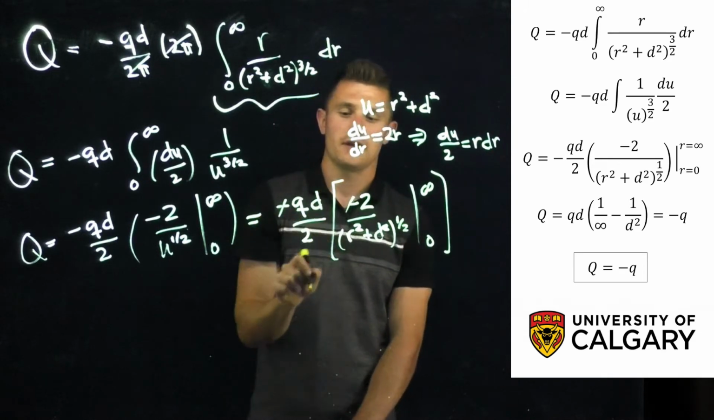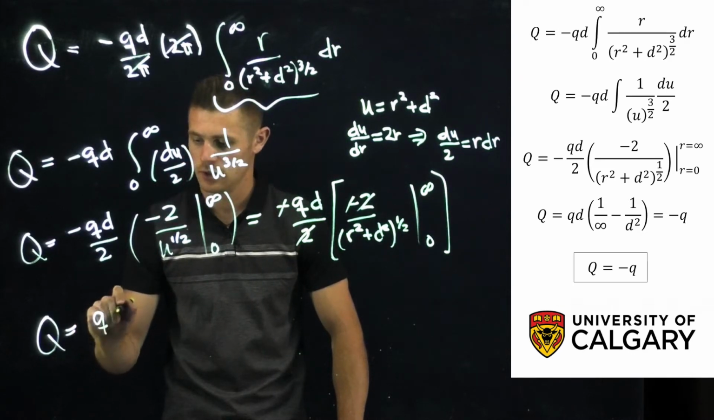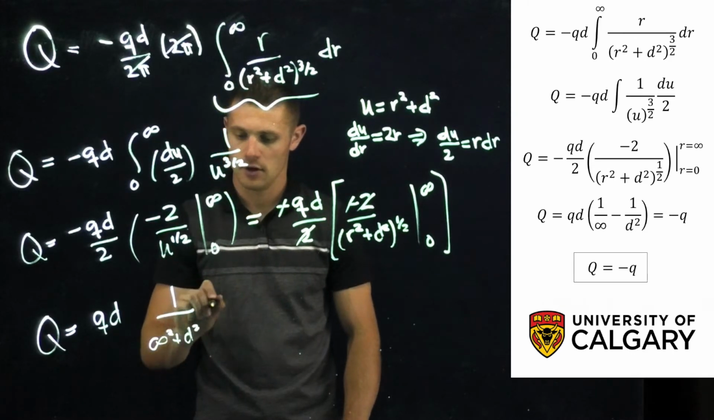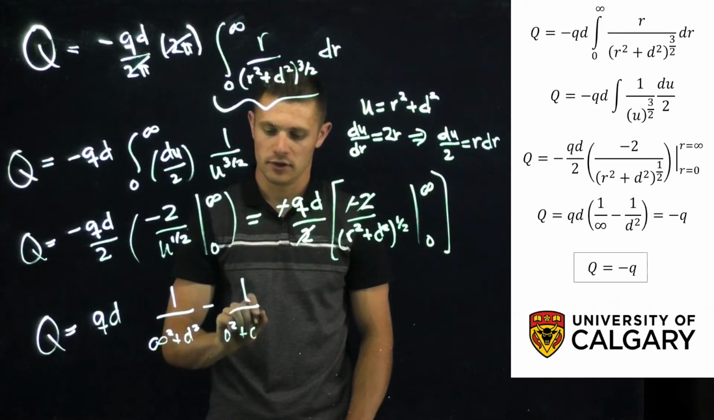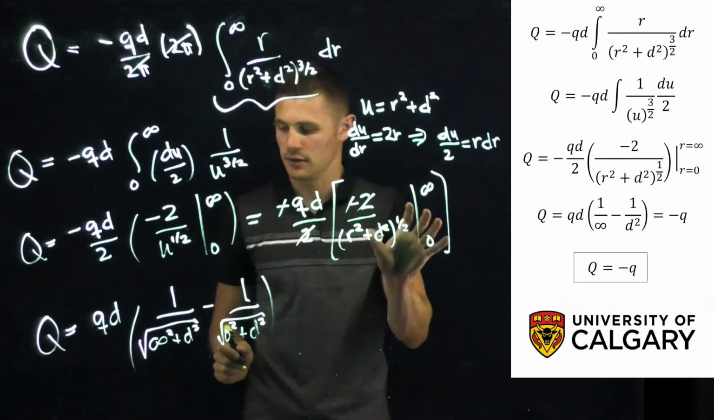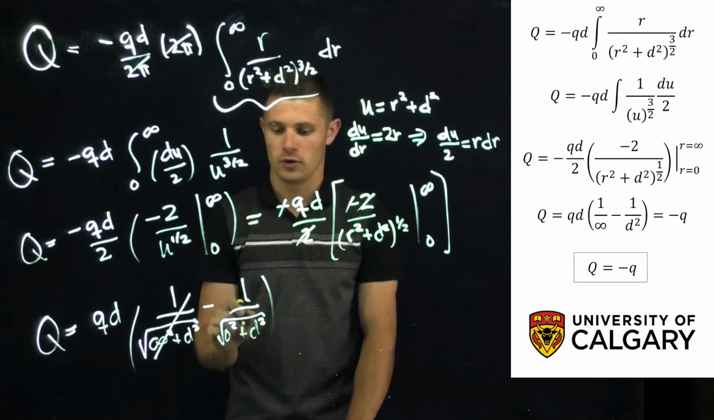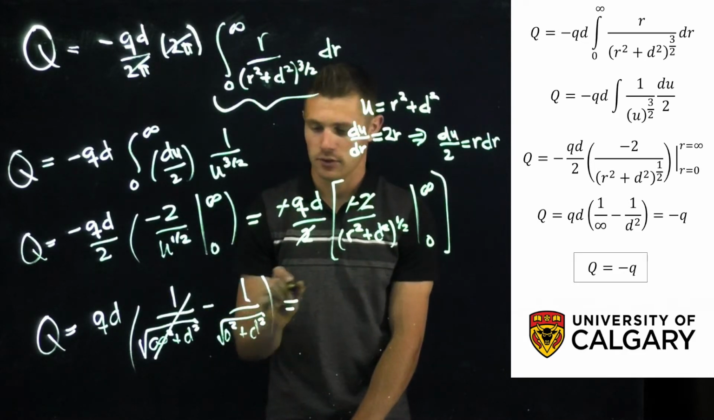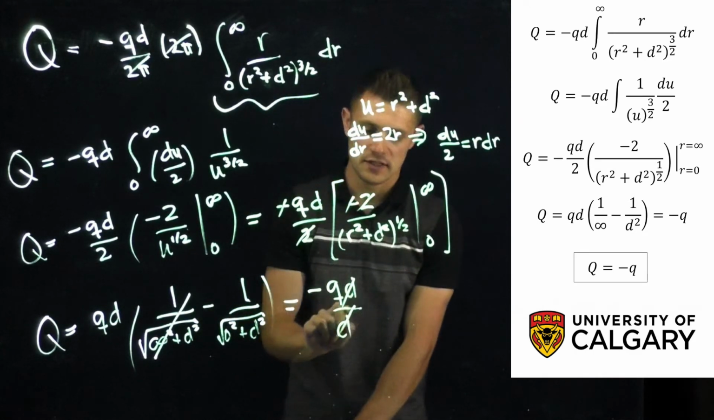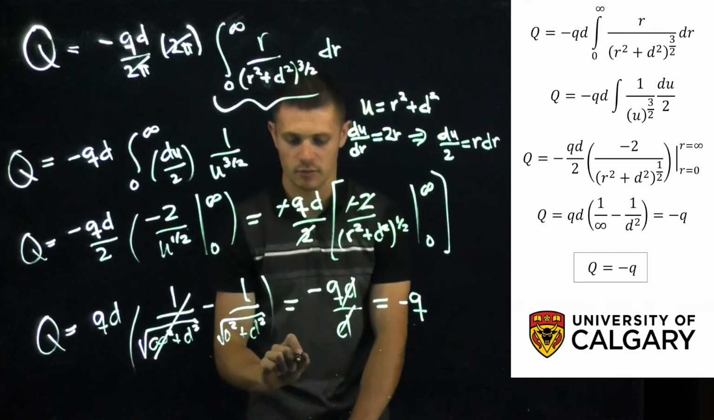So the negative and the negative cancel, the 2 and the 2 cancel, and we end up with q equal to qd times 1 over the square root of infinity squared plus d squared, minus 1 over the square root of 0 squared plus d squared, by solving these limits. Of course the first will be 0 because of the infinity in the denominator, and 1 over the square root of d squared is simply 1 over d. So we're left with negative qd over d, where this negative sign comes from here. The d's cancel.